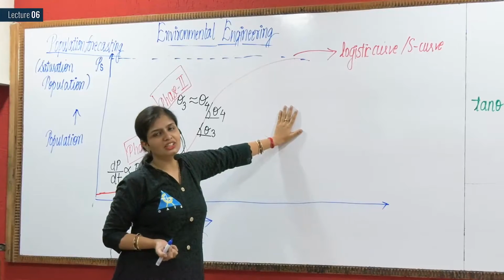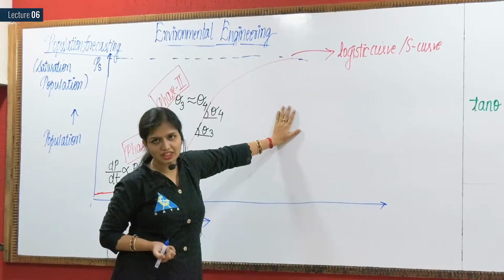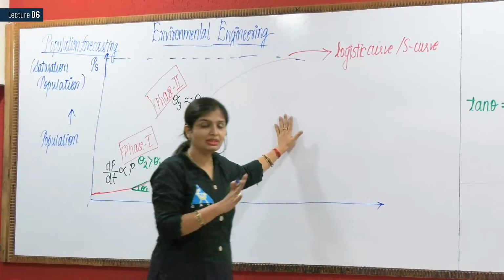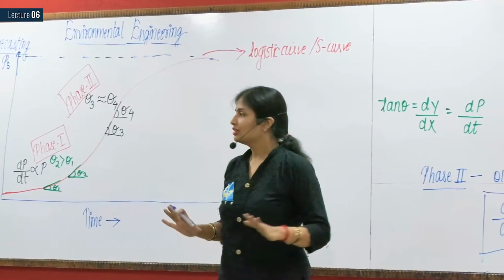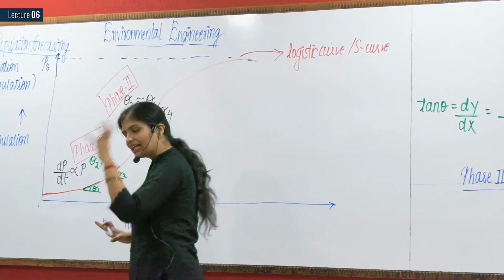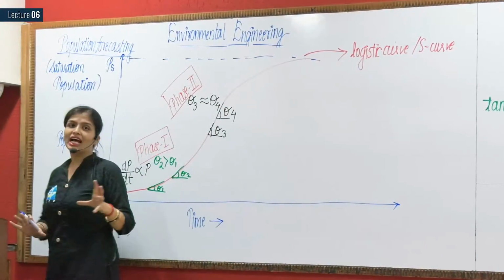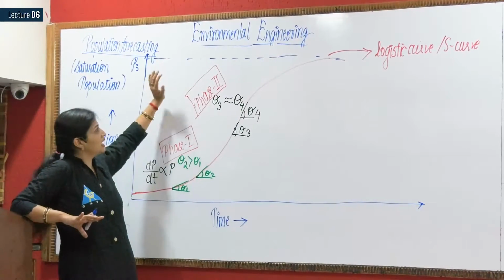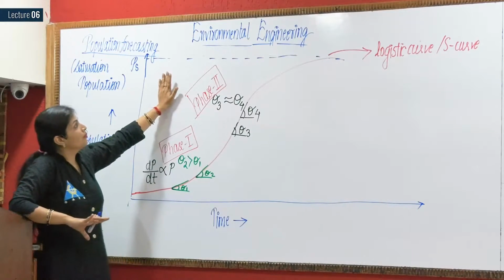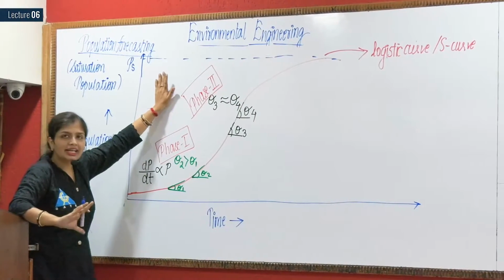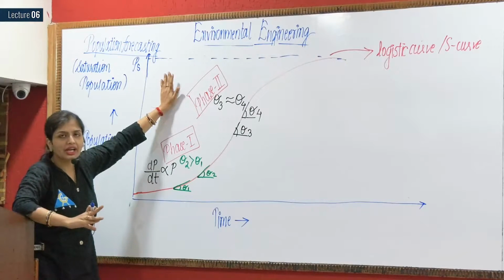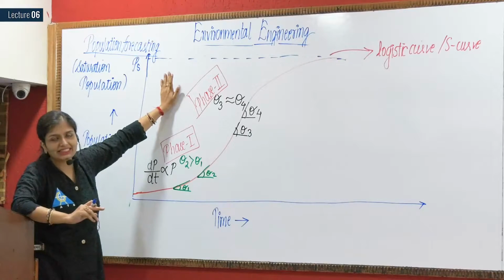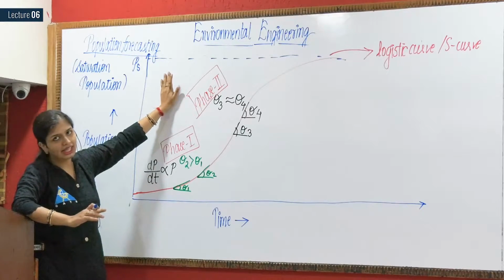You use this word saturation quite often, like degree of saturation in your geotech and all those things. Fine, saturated means that I'm just full. So this is saturation population, the maximum amount of population that a community or a city can accommodate. Now in phase 3, we'll again look at the pattern of how the rate of growth of population takes place. Fine. In which manner, either it is decreasing or it is constant, that we'll see.